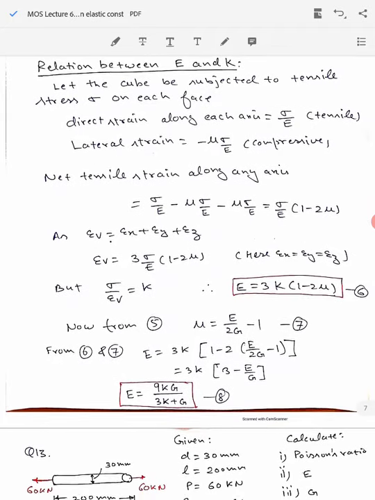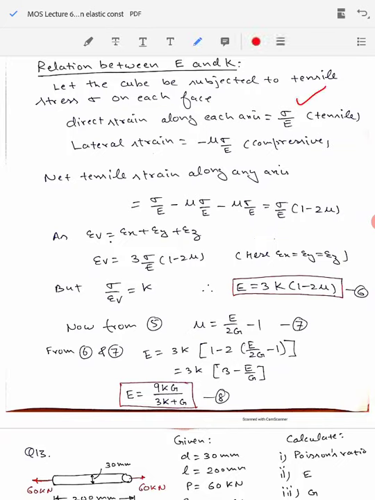Now let's work out a relation between the modulus of elasticity E and the bulk modulus K. So now let's assume that a cube is subjected to tensile stresses sigma on each of its faces, because we have already talked about the bulk modulus in this case. So by that definition we have the tensile stress sigma acting on each of its faces, all 6 faces. So the direct strain acting along each axis will be given by sigma by E. Strain occurs in a particular direction because of the stress applied in the same direction, so that is called direct strain. So that will be sigma by E.